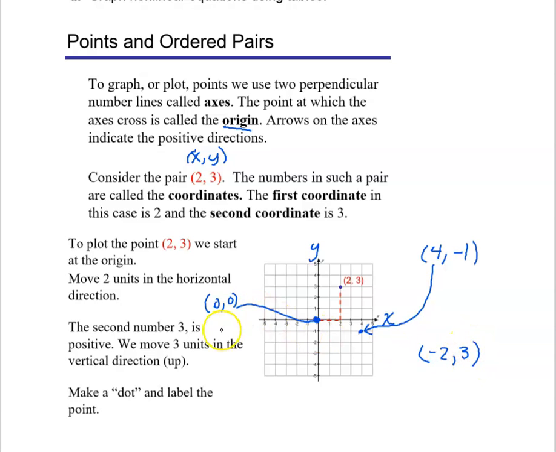Okay, if I want to plot the point -2, 3, I'm going to walk to -2. Well, -2 is right here. Then 3 would indicate going up to 3rd floor. So this point would be the point -2, 3.